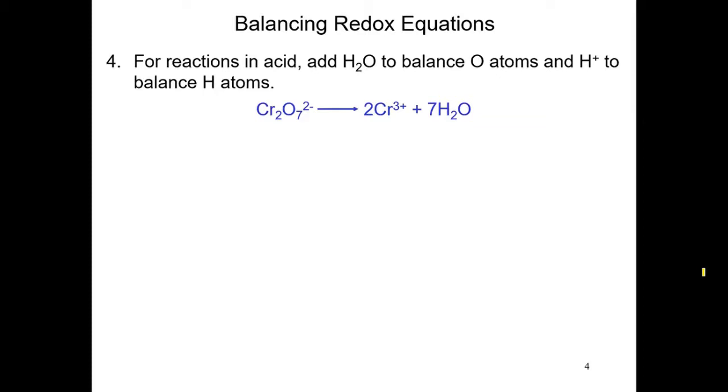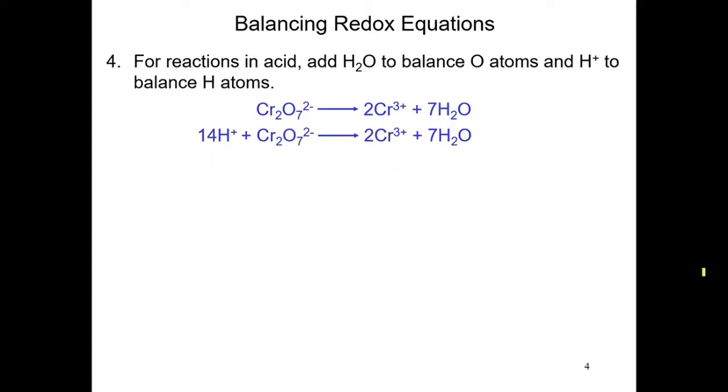Notice that when we do that, we are also adding 7 times 2 or 14 atoms of hydrogen. The way we balance those is by adding 14 hydrogen ions on the left side of the equation, and that gives us this equation here. Please check again, make sure that you understand what we did. Again, we added waters to balance the oxygens, and then we added hydrogen ions to balance the resulting hydrogen atoms that were on the right side.